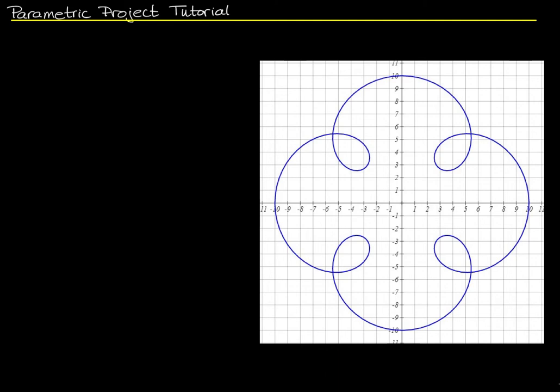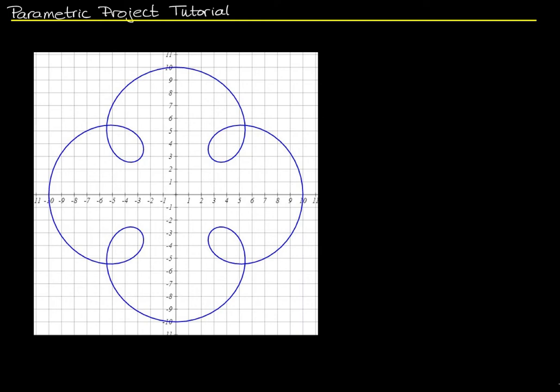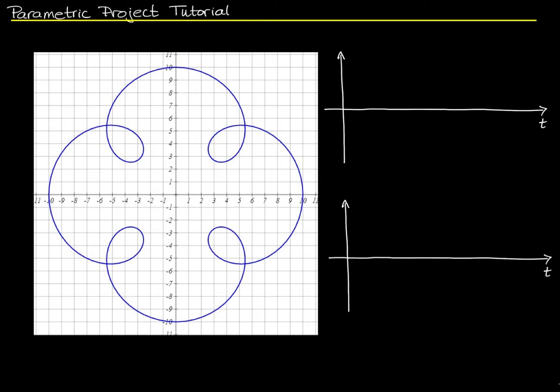I'm actually going to move my graph to the other side of the screen here. I'm not sure why, but for some reason I like to have my mini graphs on the right-hand side of the screen. So I'll put those in place and recognize that this first one is going to be x in terms of t, and the second one is y in terms of t.